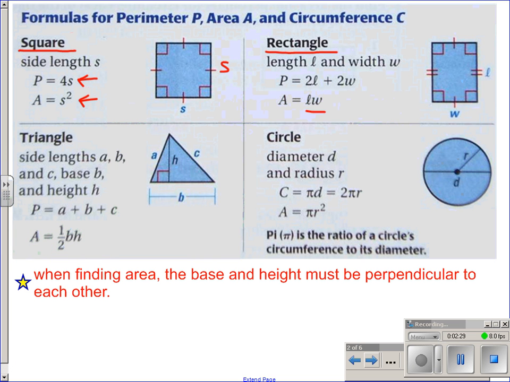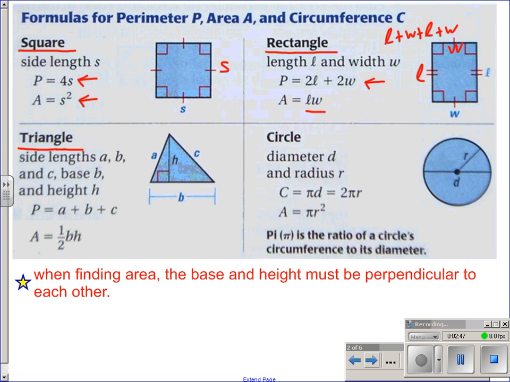For the rectangle's perimeter, it is length plus width plus the next length plus the next width, because opposite sides are the same. But you can simplify that to 2L plus 2W. And again, area, length times width, kind of basic stuff.